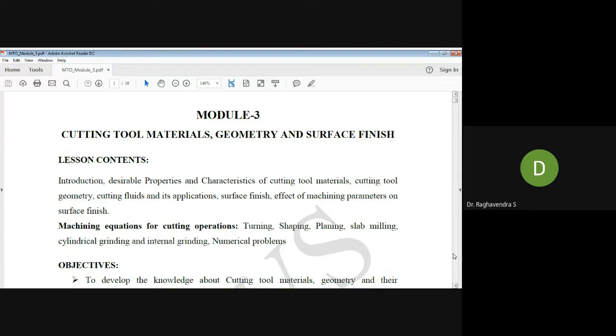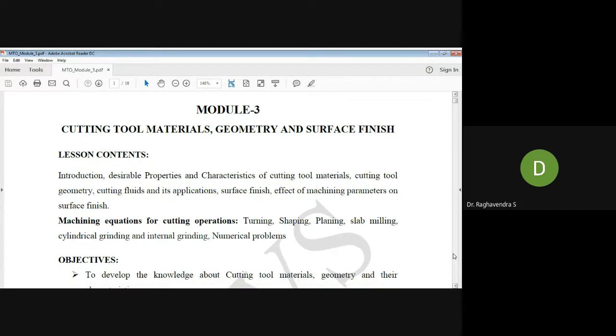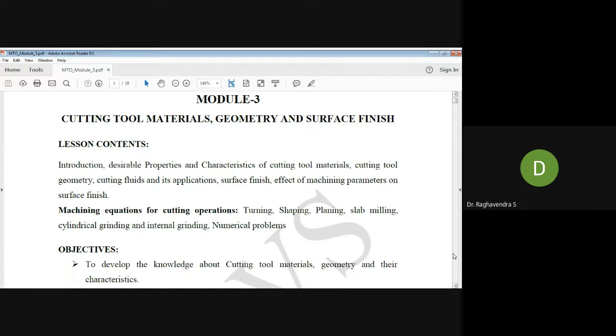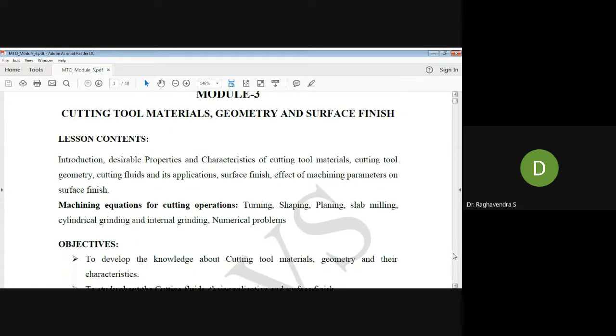This is the topic in metal cutting and forming: cutting tool materials, geometry, and surface finish. It is very important when we learn about machine tools. Whenever you're talking about machine tools, single point cutting tools and multi-point cutting tools, you should know what exactly the material is.